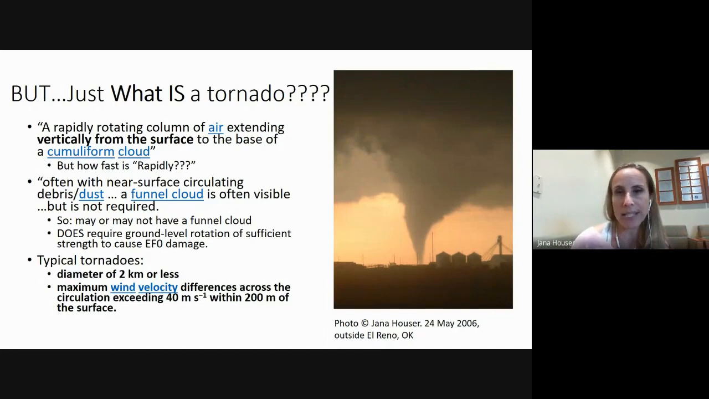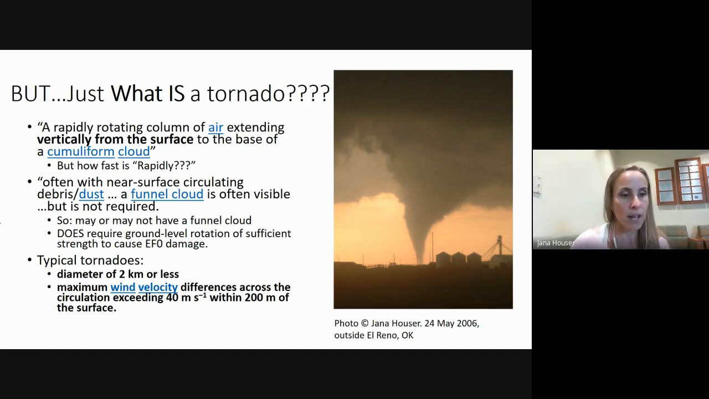But, you know, how do we define this, especially in the context of radar observations when we are not usually seeing what's happening immediately at the ground? Another contribution to the definition of a tornado is the presence, or perhaps not, of a funnel cloud. So a funnel cloud is not required, although it is helpful, but we need to see ground-based debris or dust circulating. So it may or may not have a funnel cloud, but we have to have that ground level rotation sufficient of inducing EF0 damage.